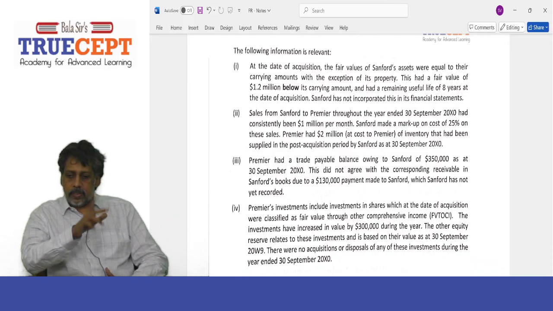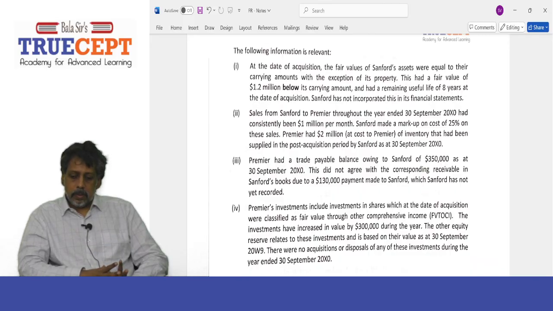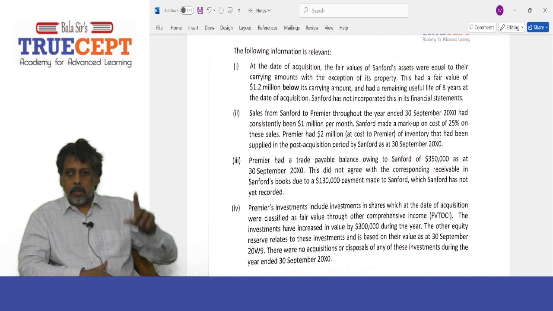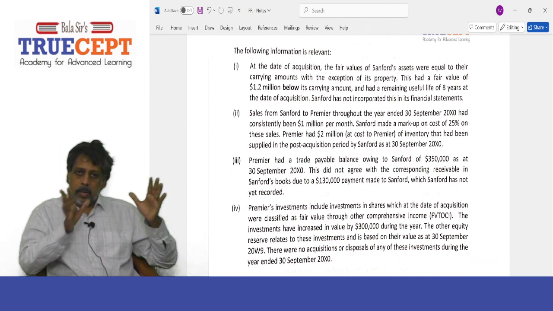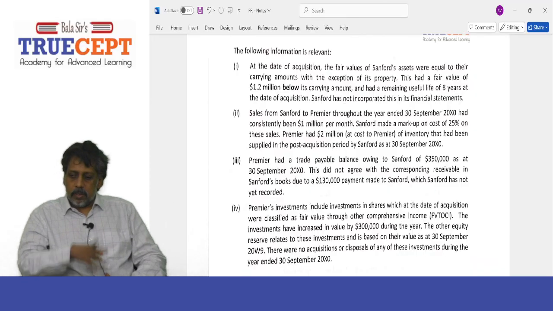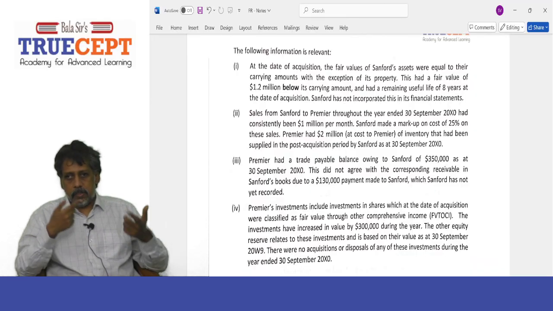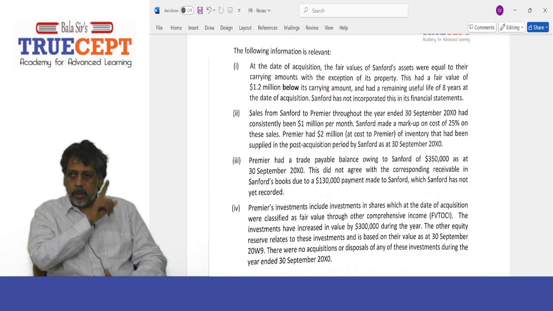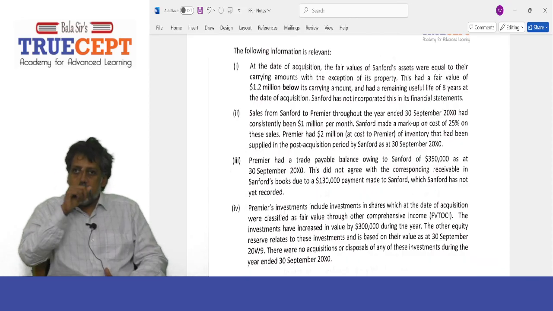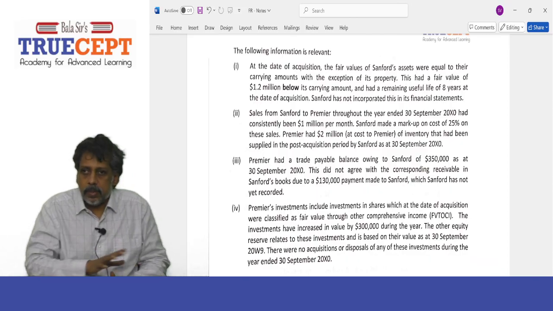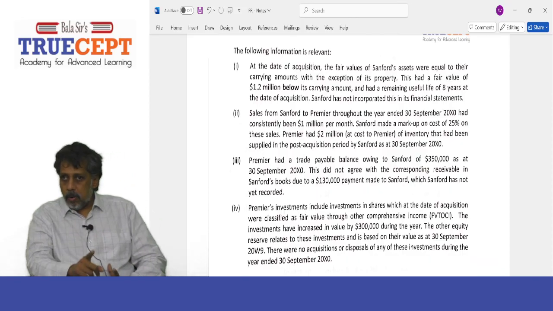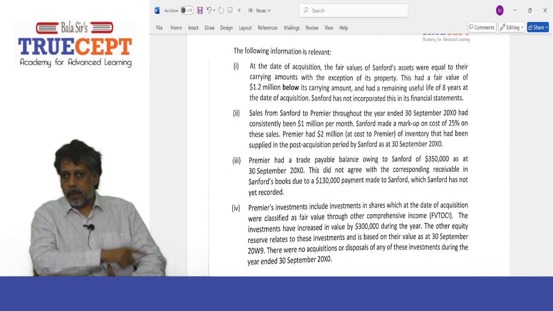Next. Premier had $2 million at cost to Premier of inventory that had been supplied in the post-acquisition period by Sanford as at 30th September 20X0. Whatever goods are supplied between June and September 20X0, of the $2 million worth of goods lying in stock with me, on that you are supposed to make a provision for unrealized profits and remove it. Your point to note is that this is an upstream transaction, where the goods are sold by the subsidiary to the holding company.